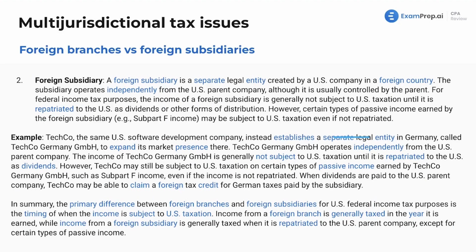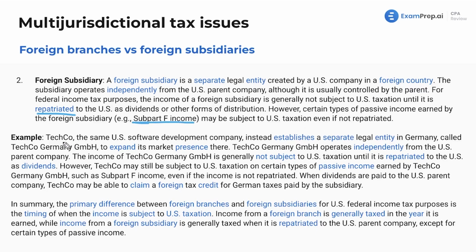Now, a foreign subsidiary is going to be a separate legal entity created by a U.S. company in a foreign country. The subsidiary operates independently from the U.S. parent company, although it's usually controlled by the parent. For federal income tax purposes, the income of a foreign subsidiary is generally not subject to U.S. taxation until it's repatriated, meaning, again, the profits are transferred back to the U.S., and then we need to be taxed on that. Thankfully, for the exam, we don't have to worry about taxation of repatriated profits to the U.S. as dividends or other forms of distribution. However, certain types of passive income earned by the foreign subsidiary, such as Subpart F income, which is something we will see in a bit, may be subject to U.S. taxation even if not repatriated.